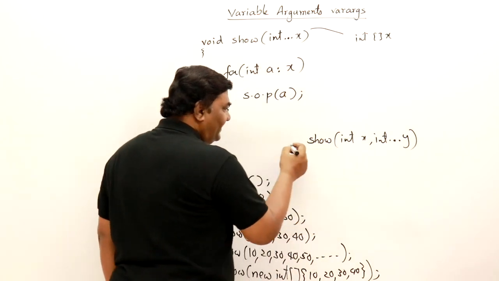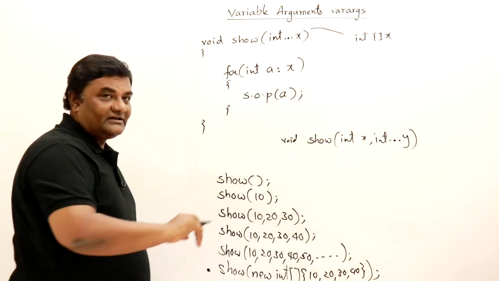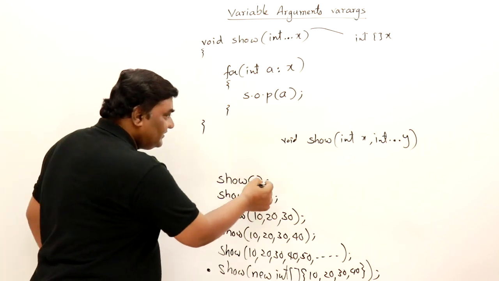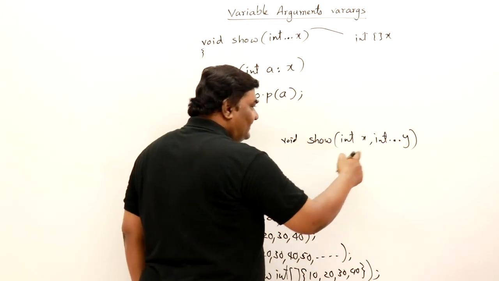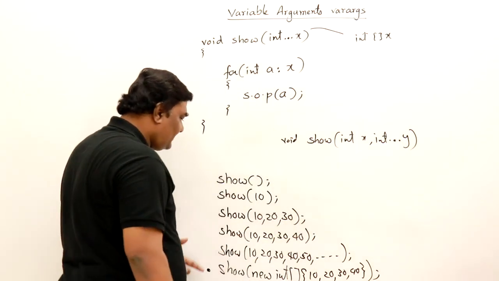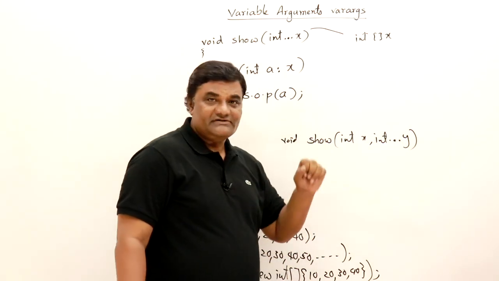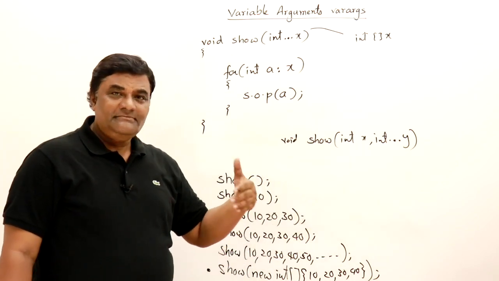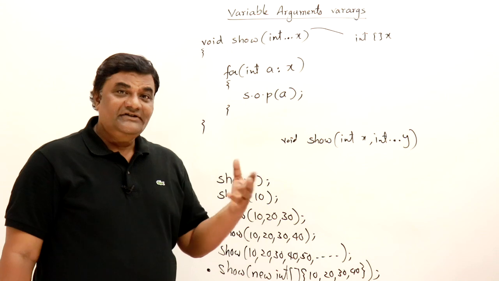So one value will be mandatory for this one, and next is a variable argument. So this will not work for this one because I am not passing anything. This will work. I am passing 10 and this will be null, nothing. And here this 10 will go here, 20 and 30 will go into this one. So you can make some mandatory arguments and also you can take an ellipse, that is variable argument.